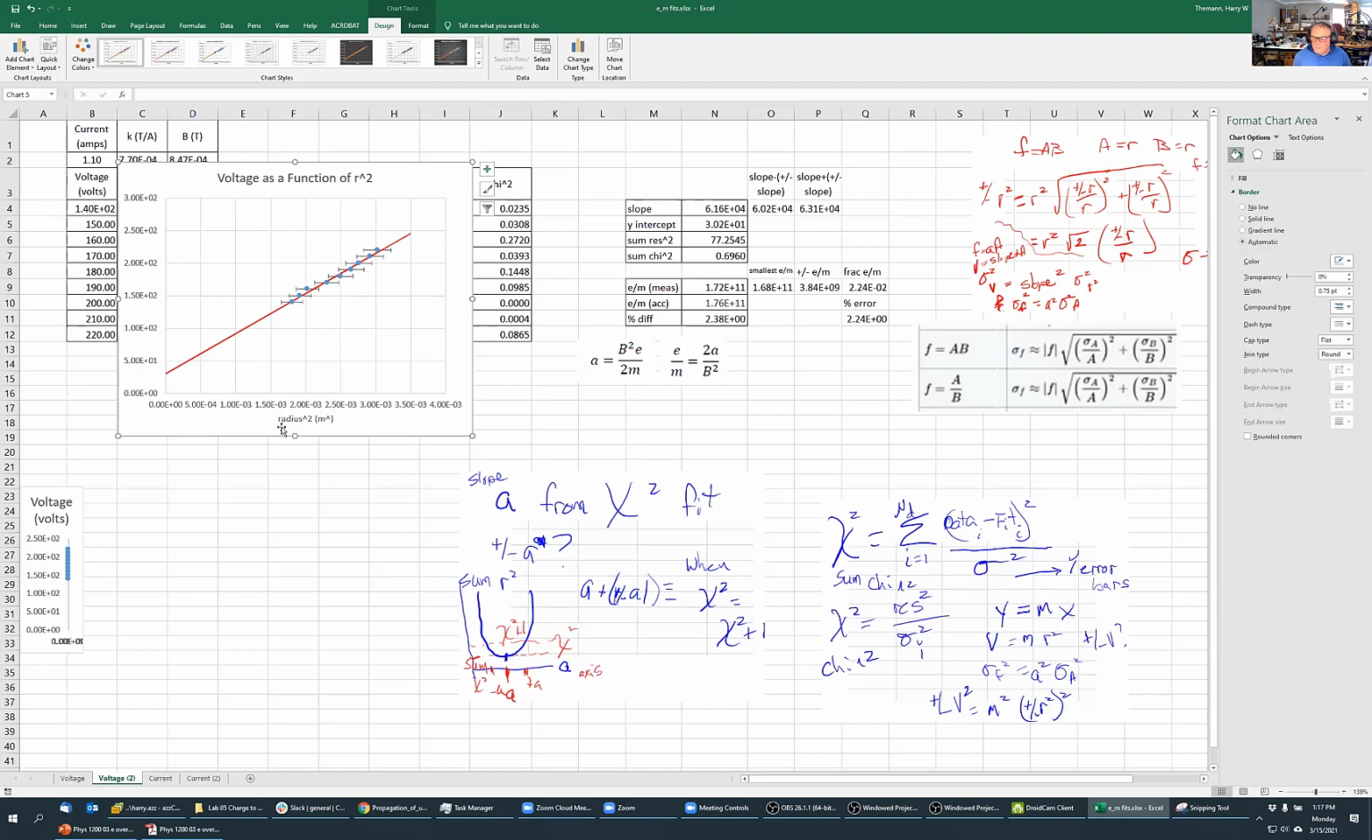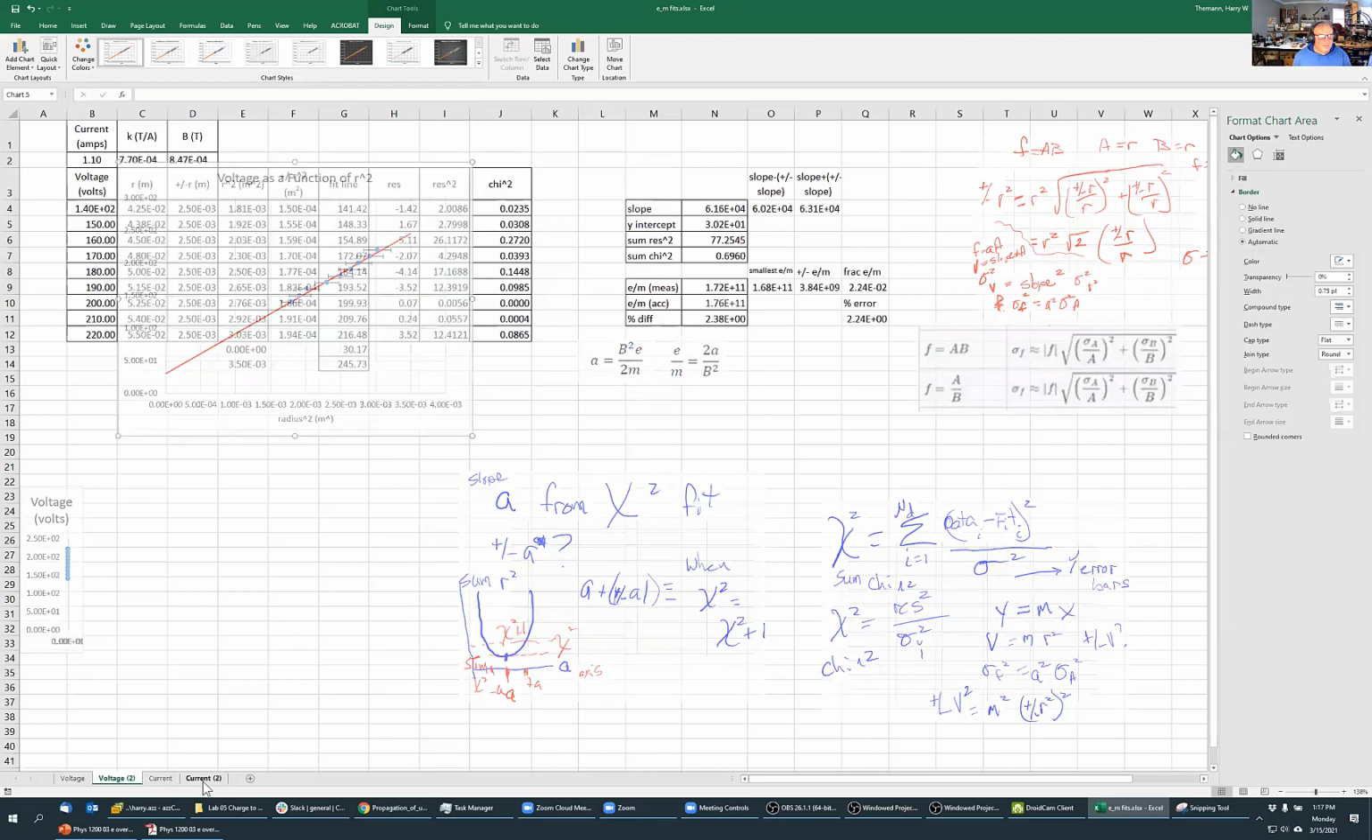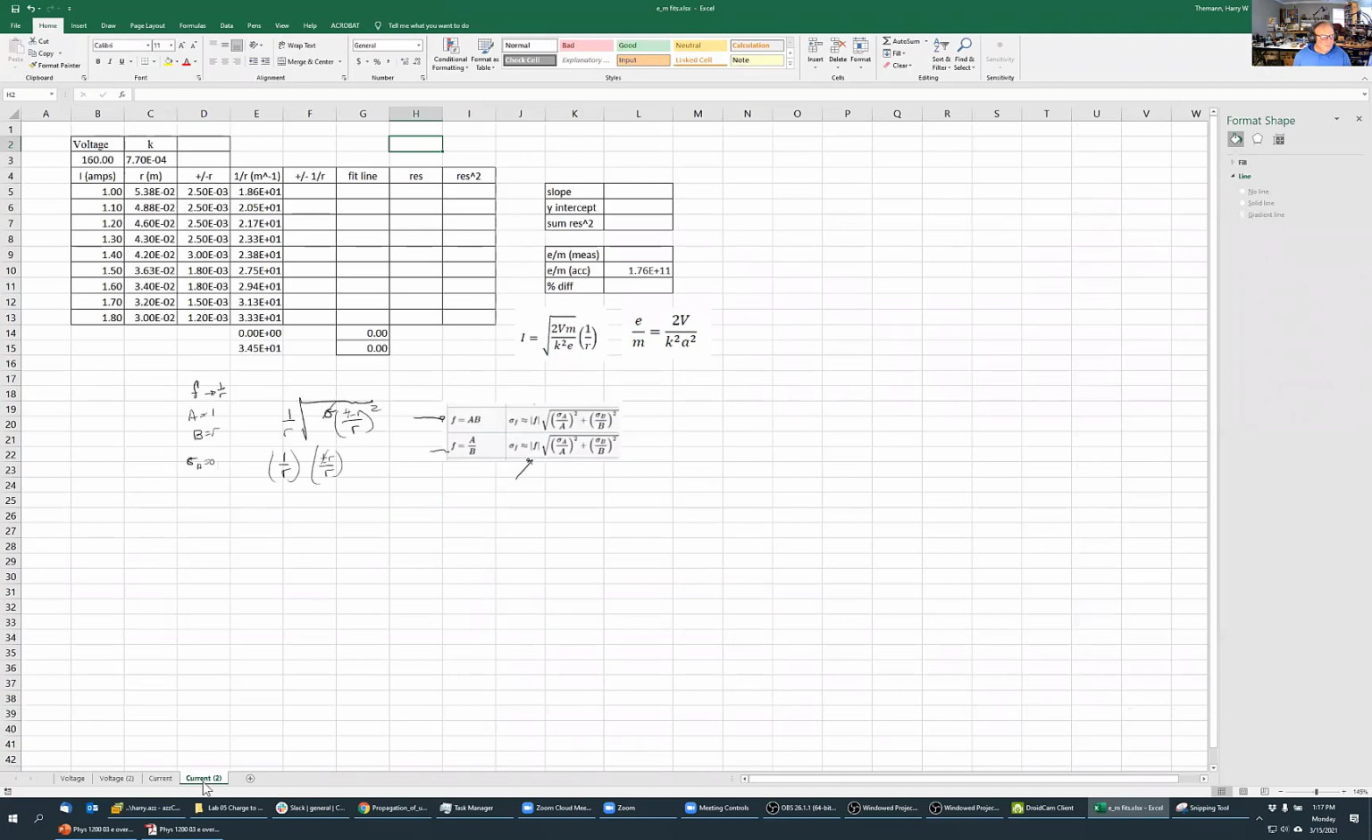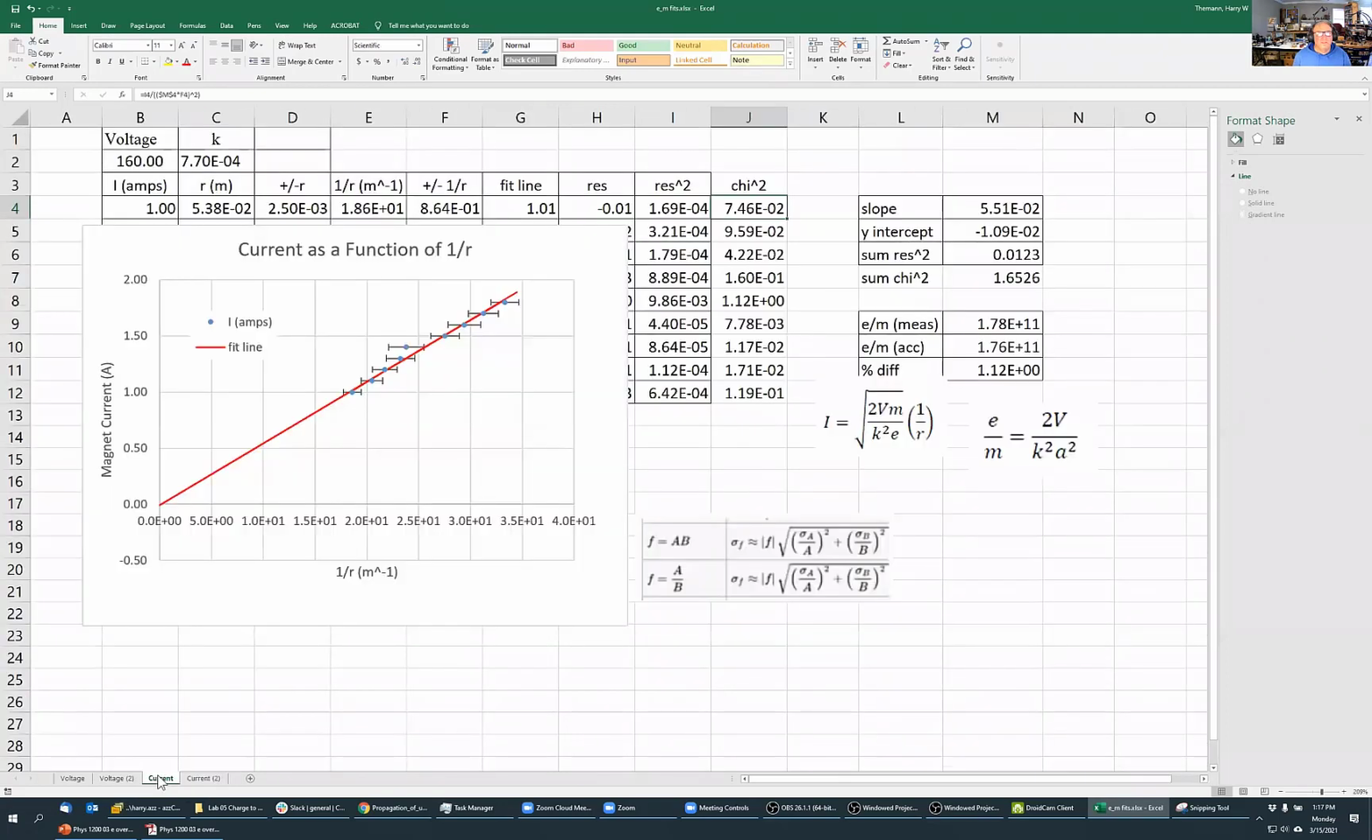Okay. So people are taking off. That's fine. And so what's nice about the current is that the sum of the chi-square is greater than 1, which is what I would have expected. You have to do a similar thing with turning the sigma into a vertical error.